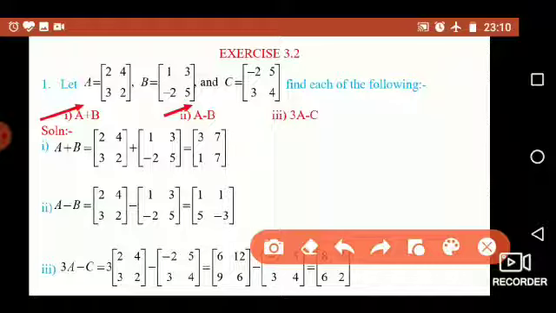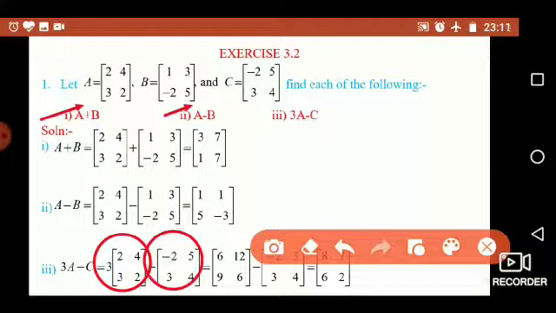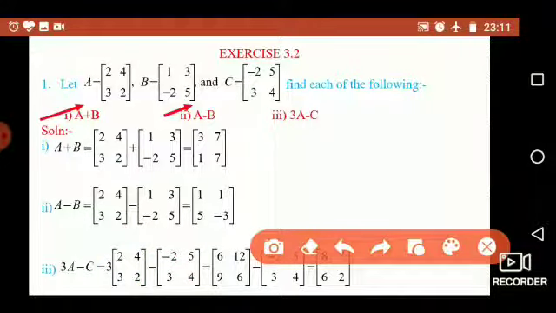Now, let me find out what is 3A minus C. What is meant by 3A? It is a scalar multiplication of a matrix. First, let me find out 3A. That is, 3 is multiplied to the matrix A, minus matrix C. Therefore, the matrix 3A can be written as each element of matrix A multiplied by 3.